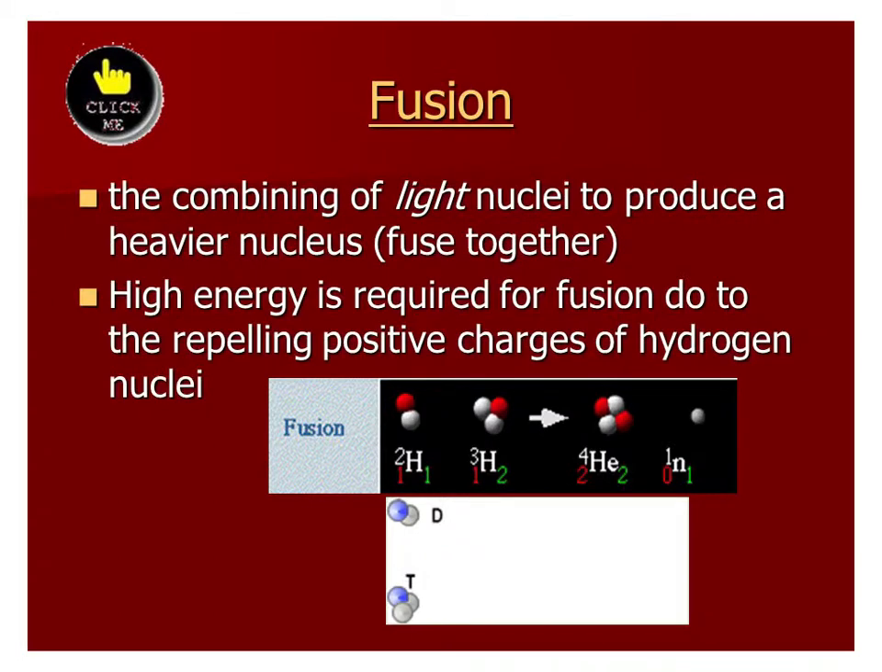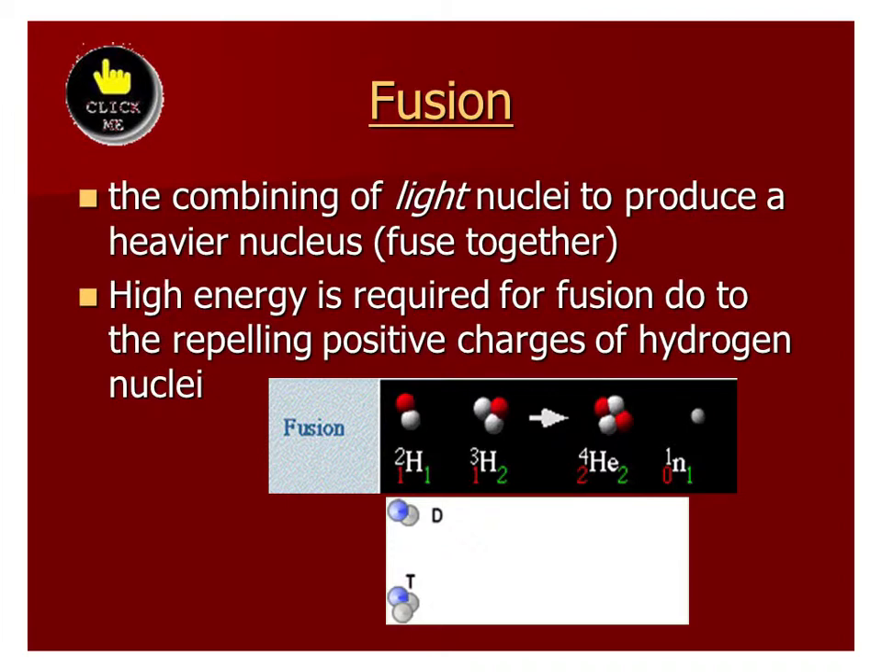So fusion is basically the opposite of fission, where in fission we are breaking things apart, in fusion we're bringing things together. And the goal is to take two lighter nuclei to produce a heavier nucleus fused together. We require a lot of energy to do this, right? And what we need the energy to do is to overcome the repulsive forces of the charges of the hydrogen nuclei, right?